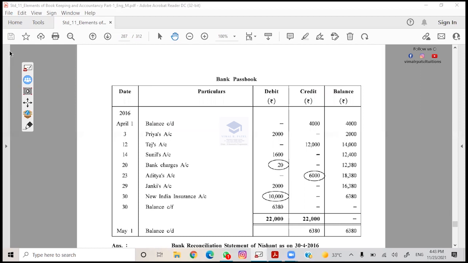Then Aditya, credit. So whenever there is any amount credited in the passbook and the name of the person is given, that means a customer has directly deposited the amount in our account. So, amount directly deposited by customer in our bank account.